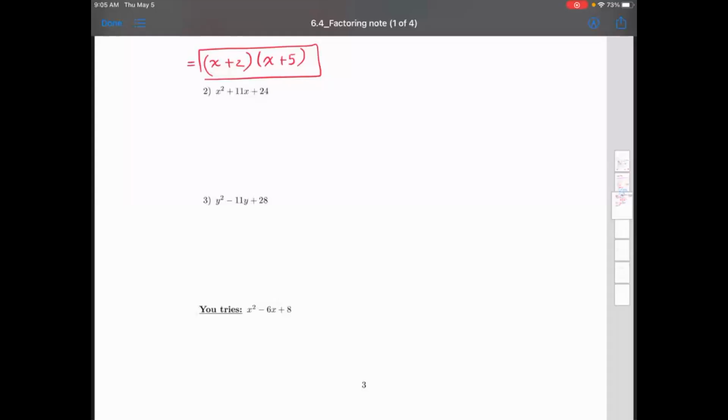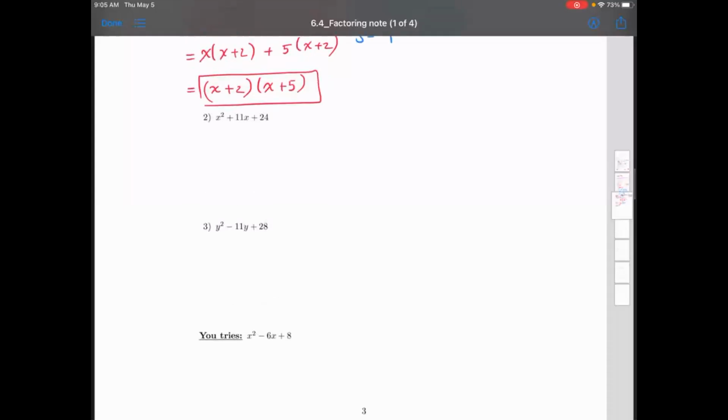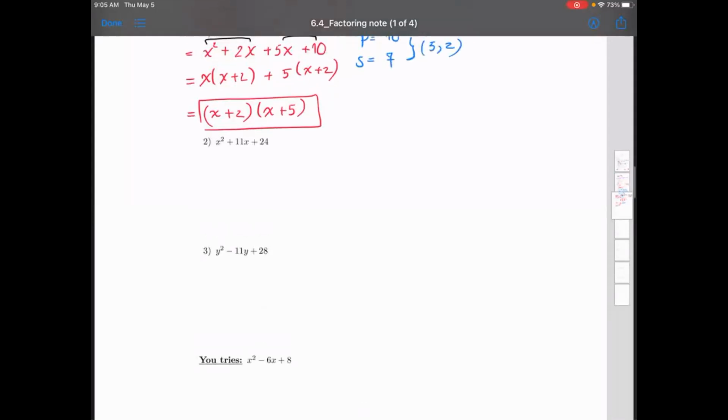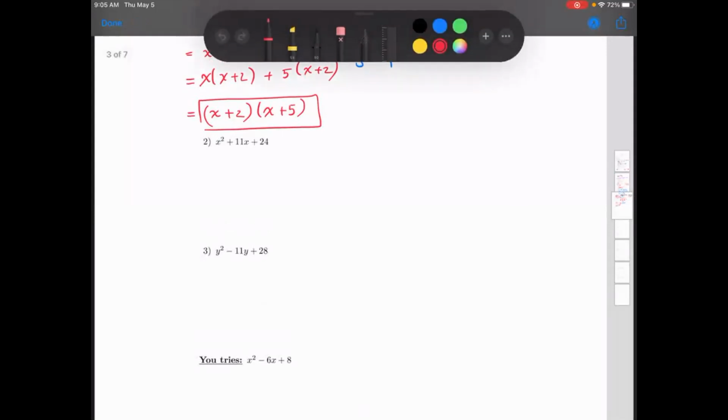We're going to continue with factoring trinomials with a leading coefficient of 1. I'm going to do one more time the AC method. One more time. On the exam, you are allowed to do AC method or guess and check, doesn't matter to me.